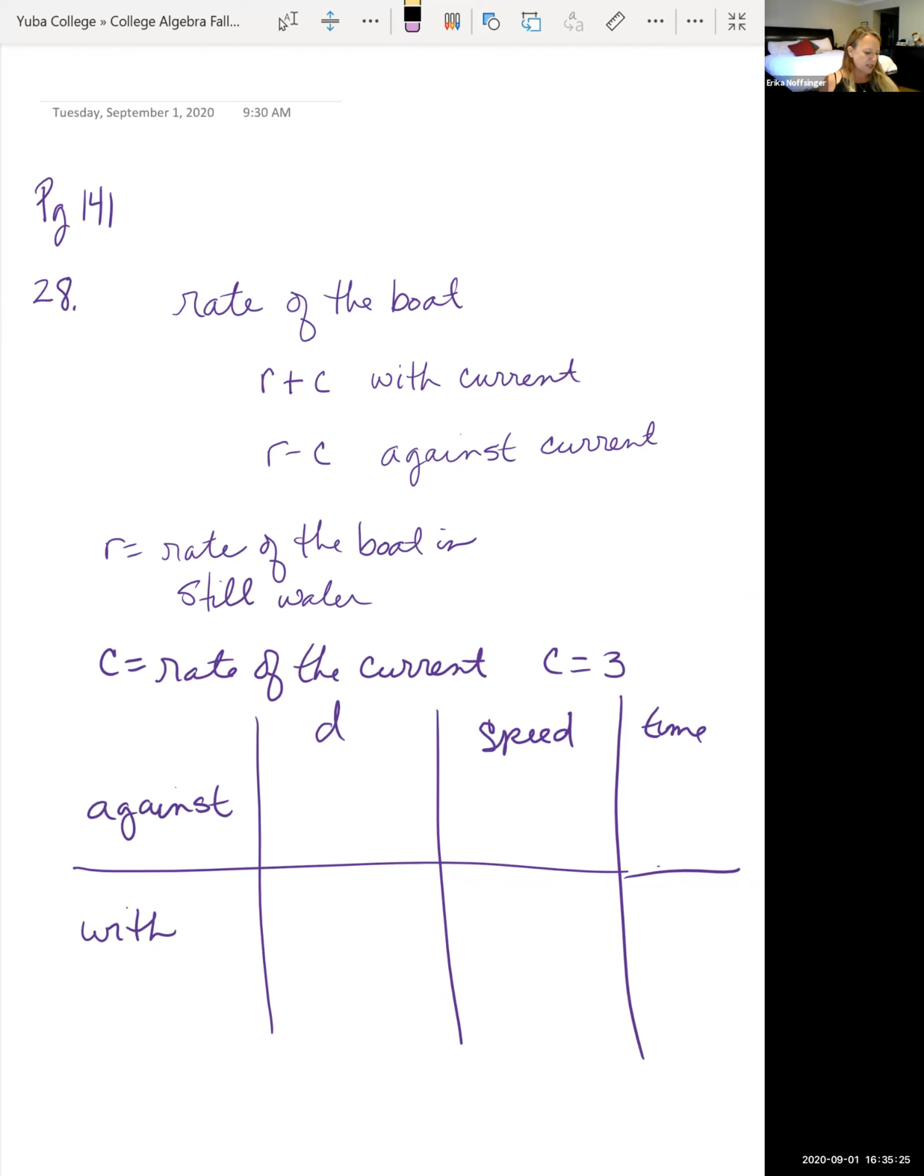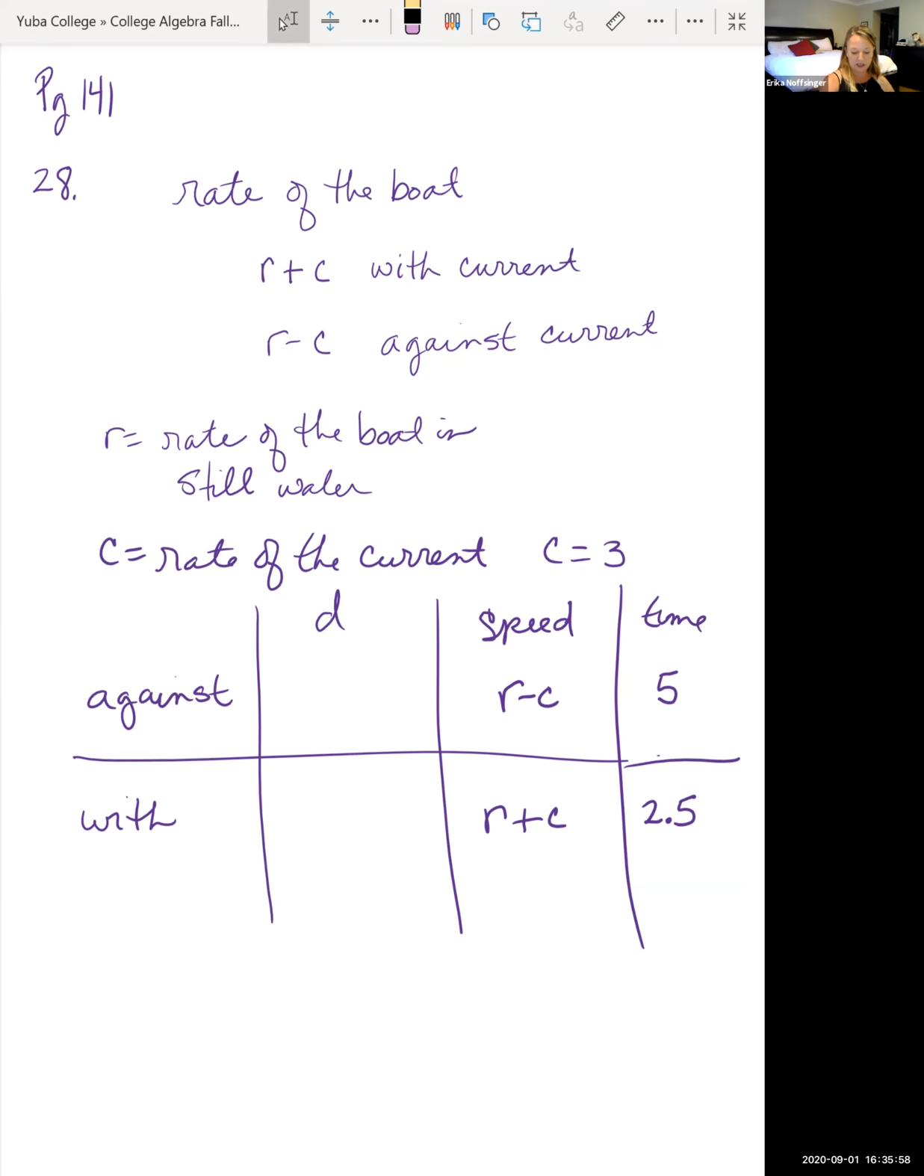A motorboat heads upstream on a river that has a current of 3 miles per hour. The trip takes 5 hours. Okay, so we know that this is R minus C, and this is going to take 5 hours. When they come home, return trip takes 2.5 hours. And we know the speed is R plus C equals D.